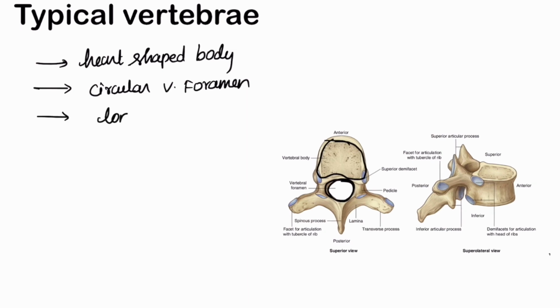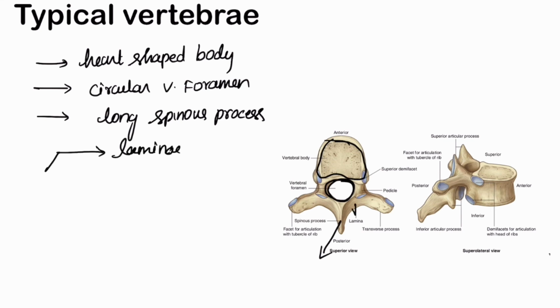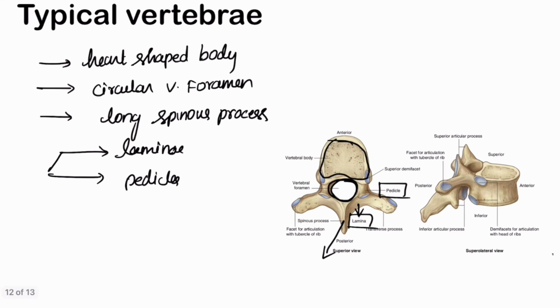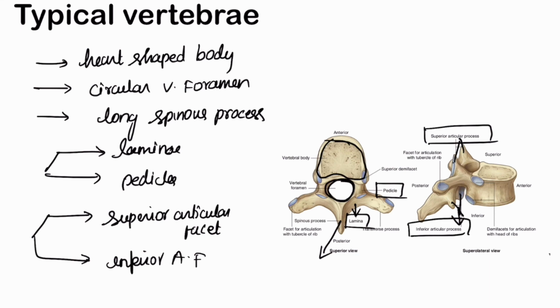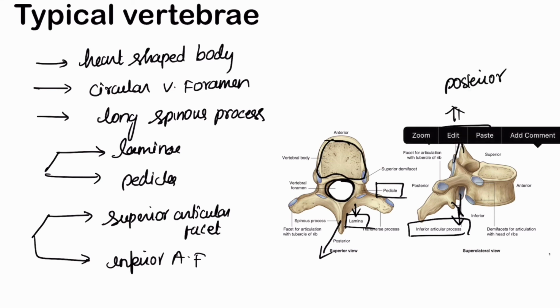And the long spinous process. This is the spinous process here. And also the lamina. This is the lamina here. And also the pedicles. These are the pedicles here. And we also have the superior articular facet and the inferior articular facet. These are the superior articular facets here. And these are the inferior articular facets here. These superior articular facets face posteriorly and these inferior articular facets face anteriorly.